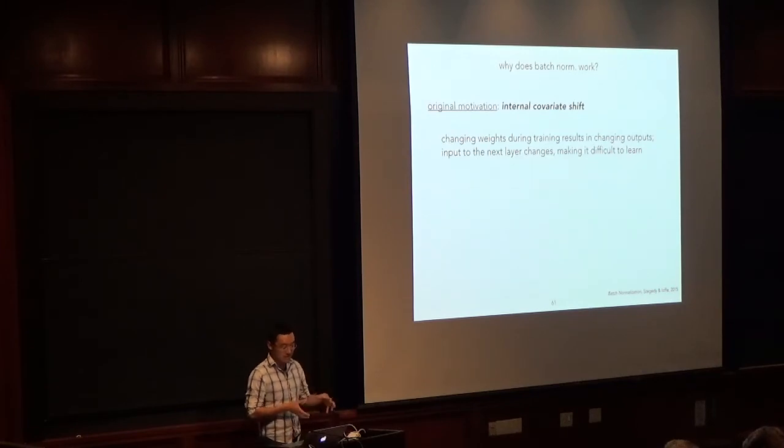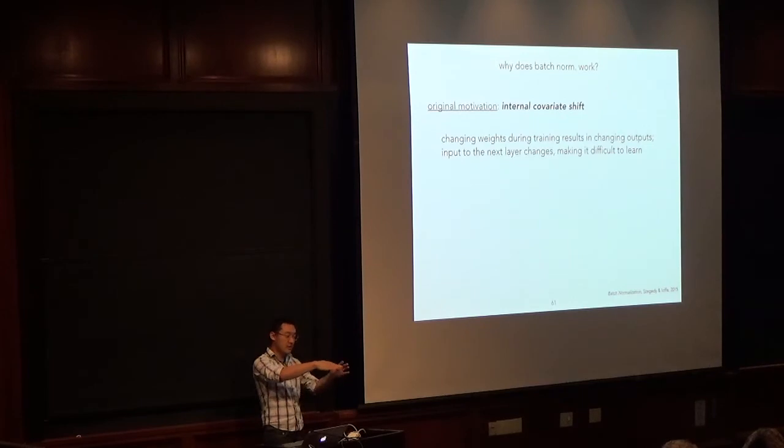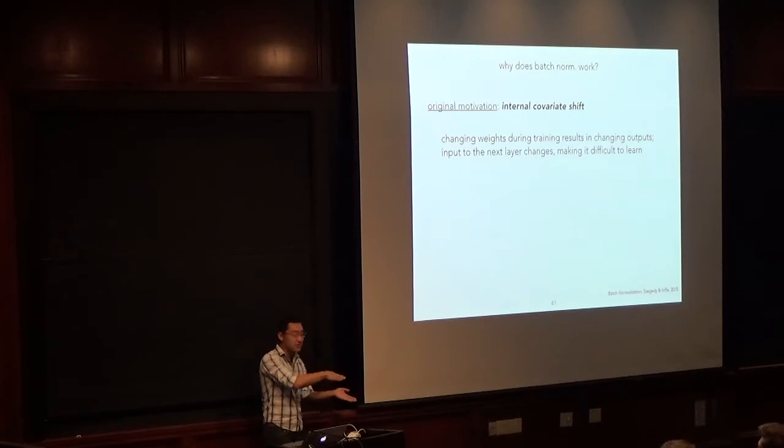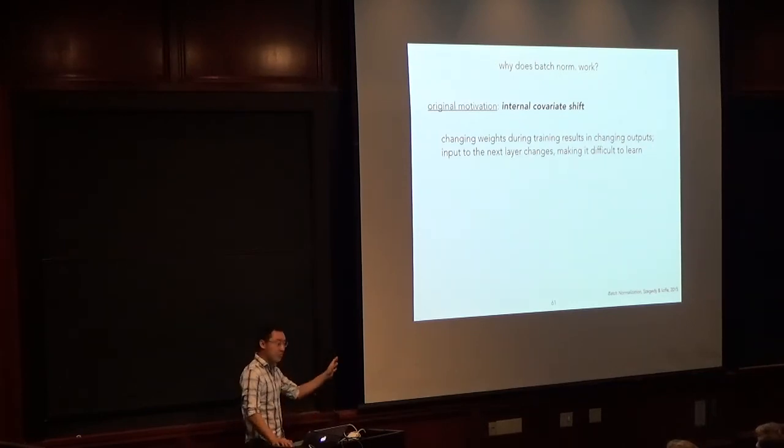So the internal covariance. If you think of each layer, in statistics, the covariates are the input features. That's the terminology. And so for every layer, the input features are the outputs of the previous layer. And then all the weight layers of the neural net are changing simultaneously. It's causing this shift, which makes it difficult to learn. At least that was the original motivation.